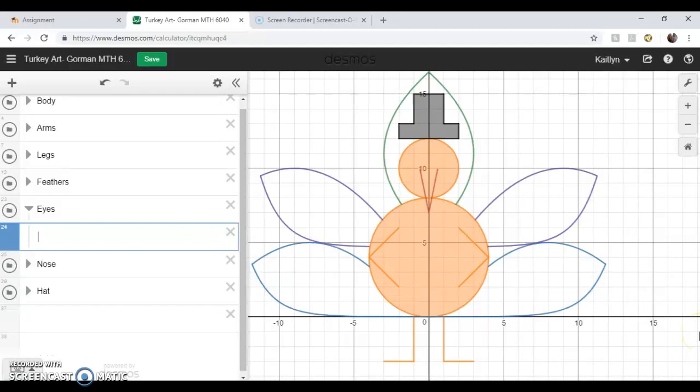Hello, this is the screencast of my Desmos artwork. So I decided to create a turkey because Thanksgiving is coming up next week.